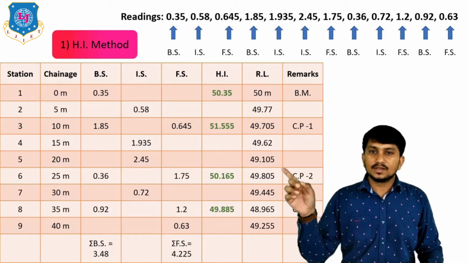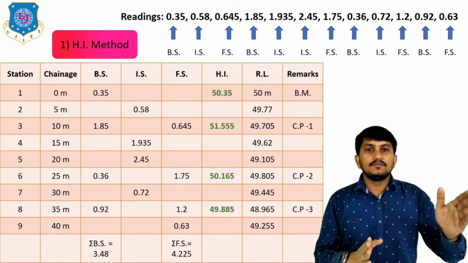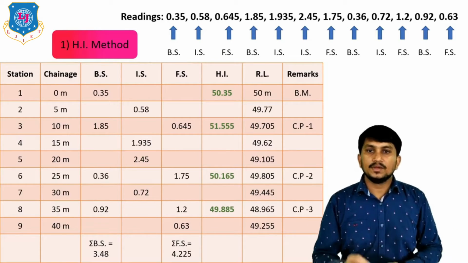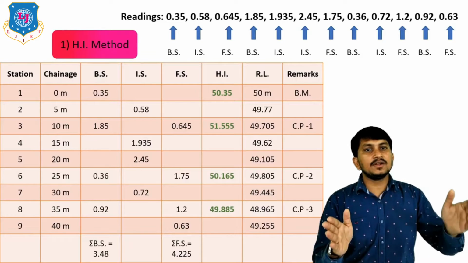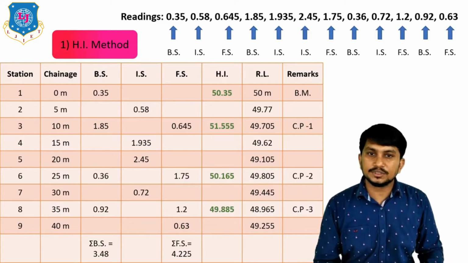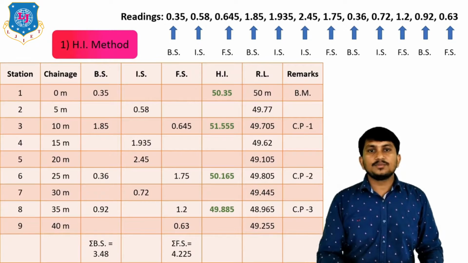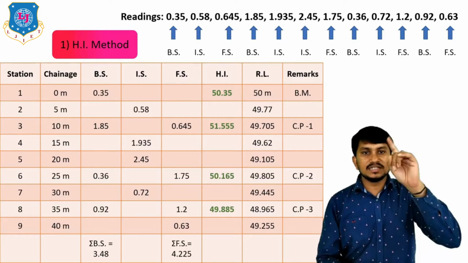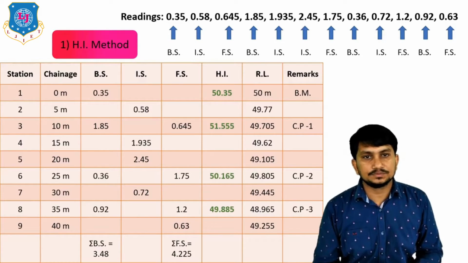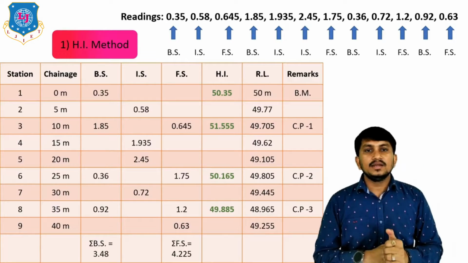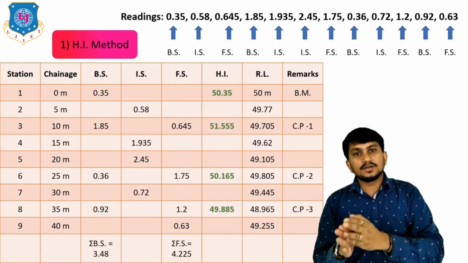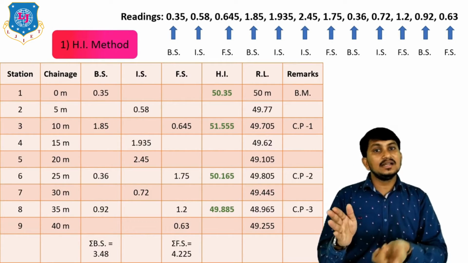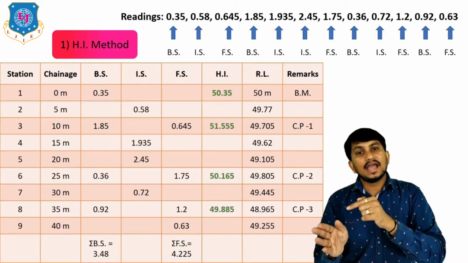Then station number 2 is at a 5 meter interval, because the interval given in the example is 5 meter. So each station has an interval of 5 meter. The second station is at 5 meter, which is IS, 0.58. Then the third station is at 10 meter, which is FS, 0.645. Next reading is BS. After the third reading, the instrument was shifted. After shifting the instrument, the first reading is taken at the last point, where FS was taken.